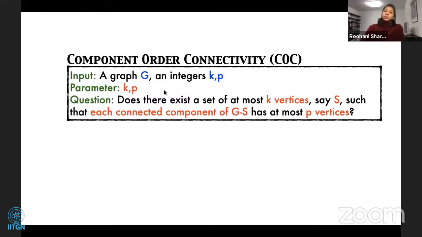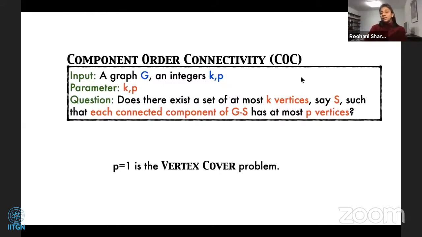Let's see why. So in this, the input is a graph G, and you're given integers K and P, and the question is, is there a set of vertices of size at most K, such that when you delete those K vertices, every connected component of the resulting graph has at most P vertices? So note that in vertex cover, if you delete the vertex cover from the graph, every connected component is basically a singleton set, because what you have left is an independent set. So when P is equal to 1, this is in fact the vertex cover problem.